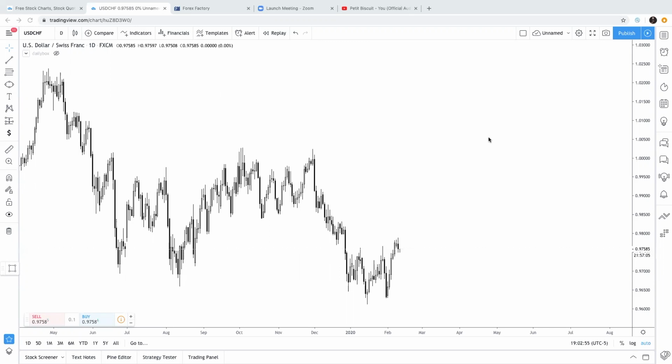Now, what is the equilibrium? Well, equilibrium is the 50% of an impulse price swing. It can also be 50% of a defined consolidation range. The equilibrium is simply where the majority of the trading volume is at. So at times in this video, I may refer to the equilibrium as fair value.